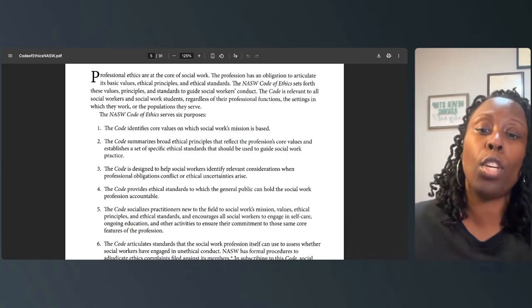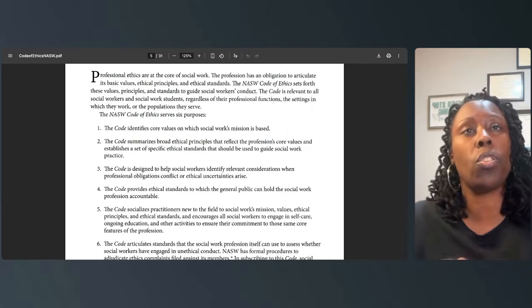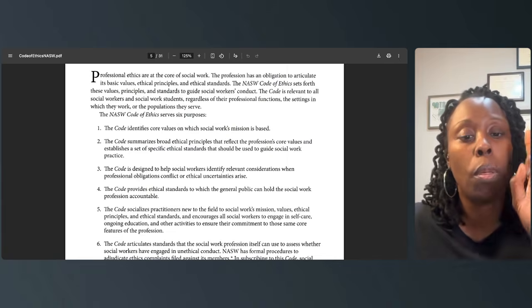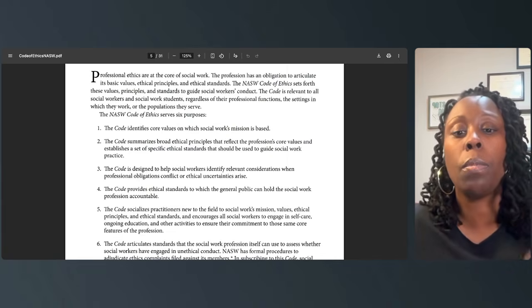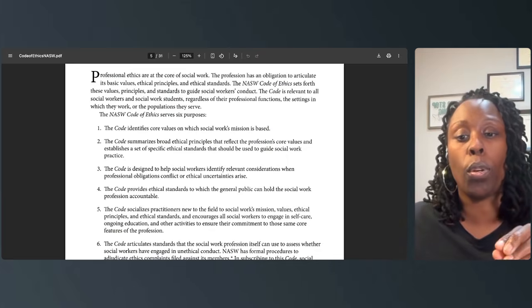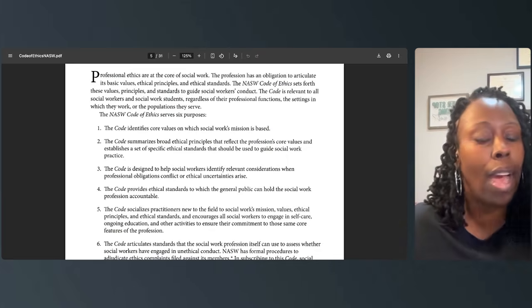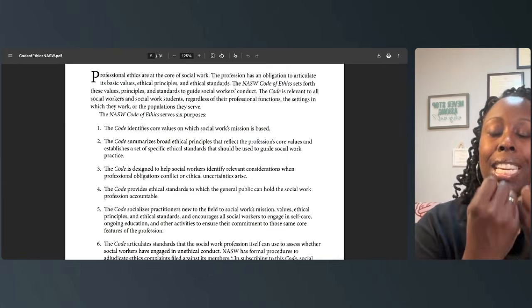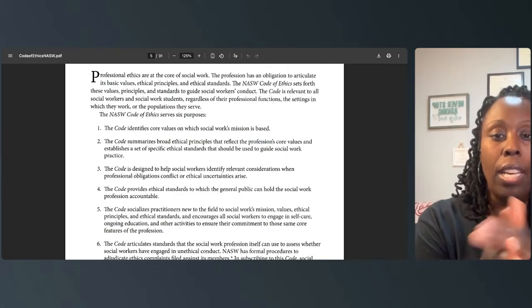Number 5, the code socializes practitioners. So if you're new in the field and you just started, this code is letting you know the missions, the values, and the ethical principles and standards that you must be aware of as a social worker. You have to engage in self-care. You have to have ongoing education. All of this is required and stated in the code of ethics right here that you're reviewing.